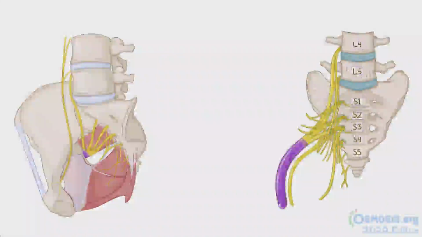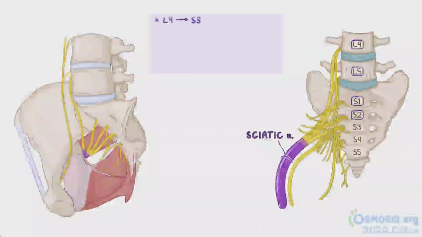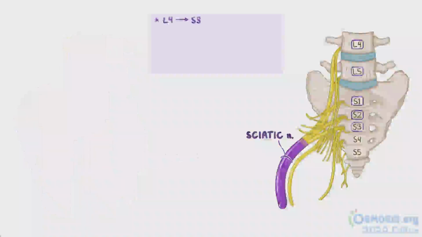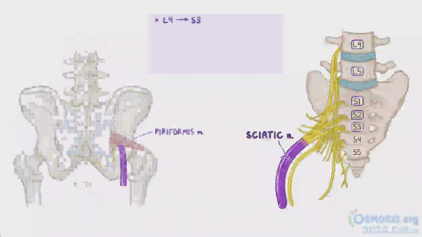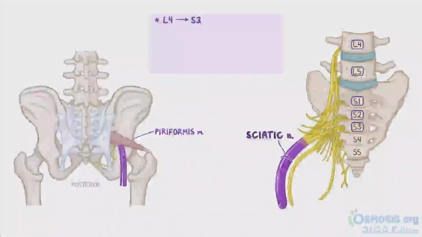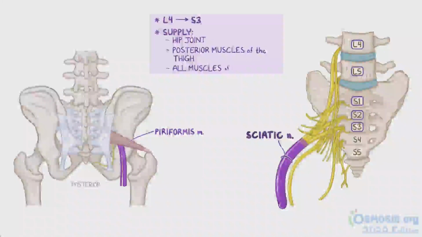The first of these branches is the sciatic nerve, which is the largest nerve of the human body. This nerve arises from the anterior rami of spinal nerves L4 to S3. Then, it passes through the greater sciatic foramen, typically below the piriformis muscle, and enters the gluteal region. Finally, it descends on the posterior aspect of the thigh and gives branches that supply the hip joint, posterior muscles of the thigh, and all the muscles of the leg and foot.